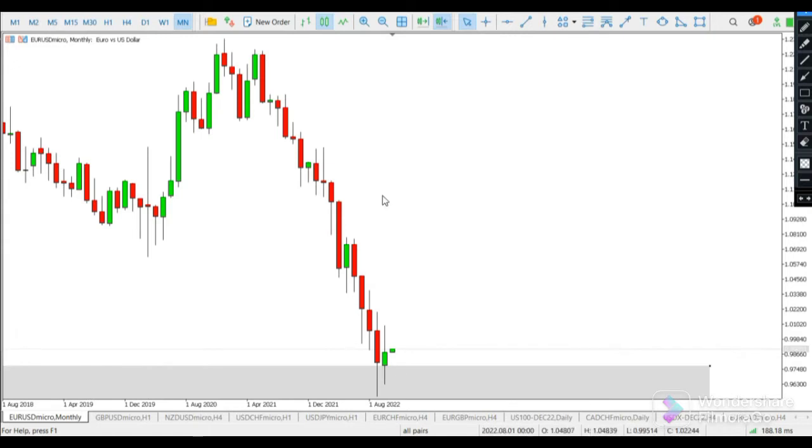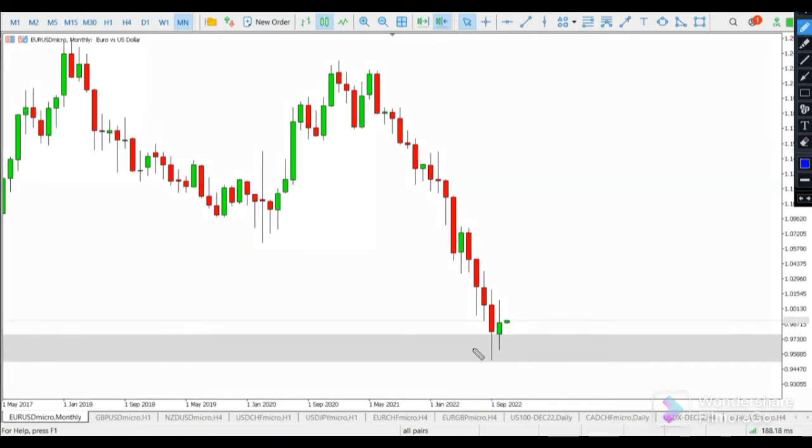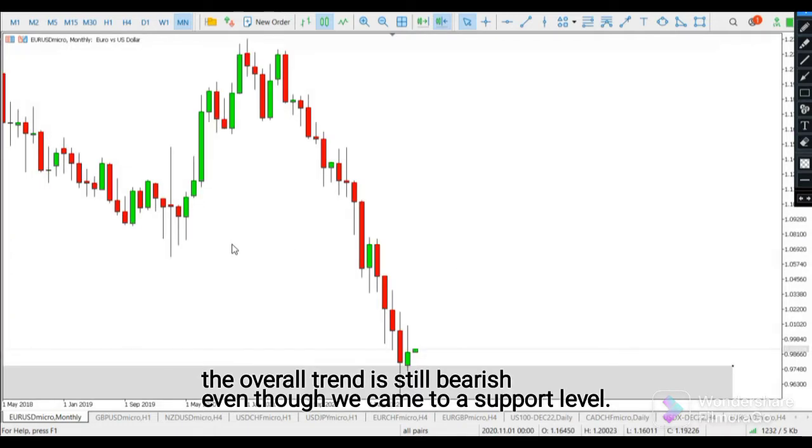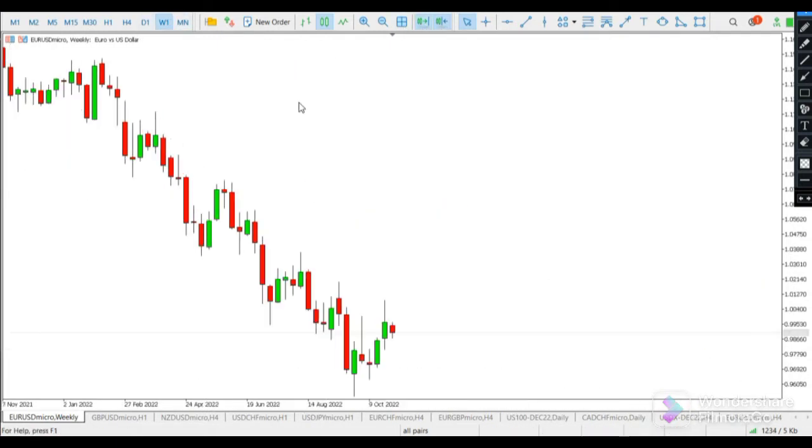So as you can see, price on the monthly time frame came and rejected off of this support, indicating potential pushes to the upside. On the previous month we closed bullish and we had wicks on both sides of the candle. So that's why I'm thinking there's a possibility to fill this wick over here before the potential drops to the downside, because the overall trend is still bullish even though we came to a resistance level. Fine. So let's jump to the daily.